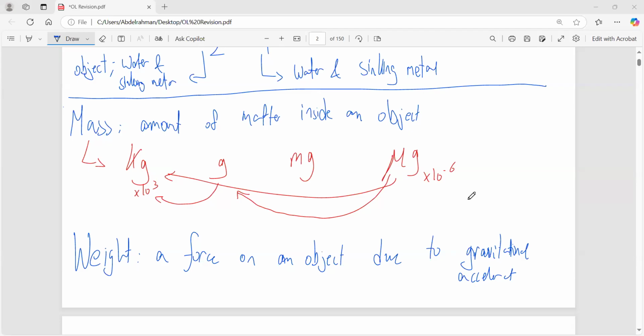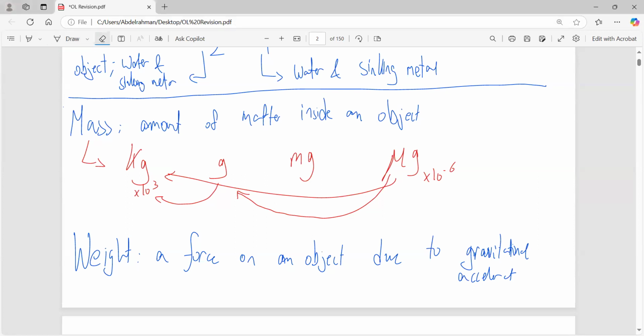But gravitational potential energy is the energy stored inside an object. Now, the weight is a force applied on an object due to what? Due to the gravitational acceleration. Due to the gravitational pull. You can say due to the gravitational pull of an object, of a planet.